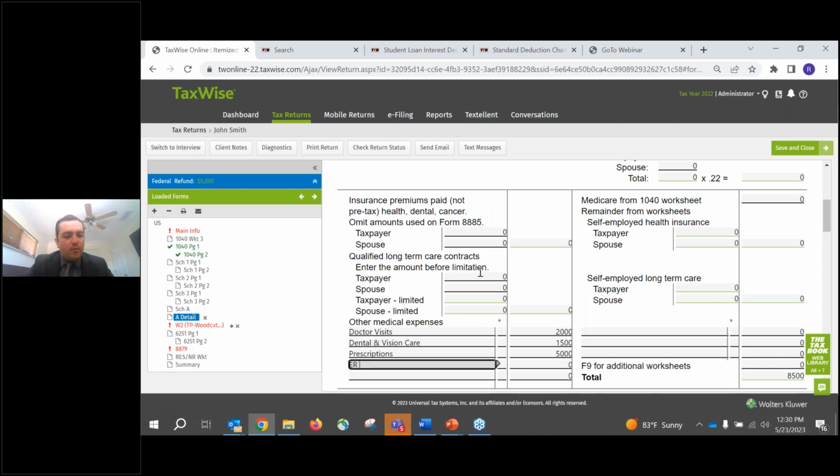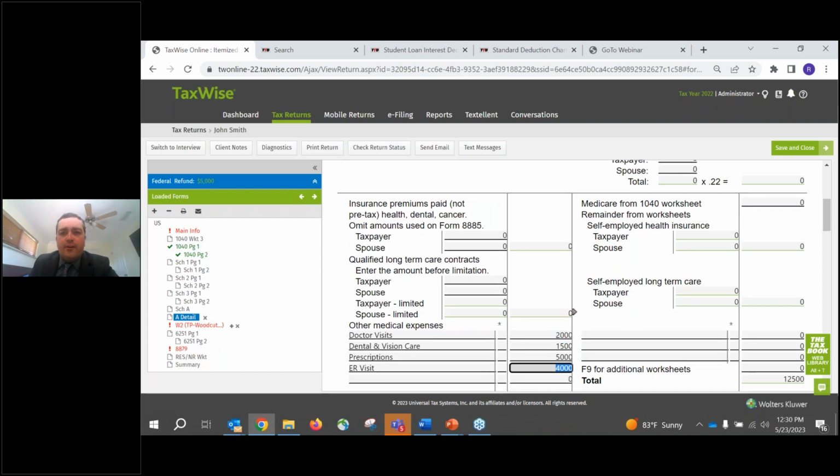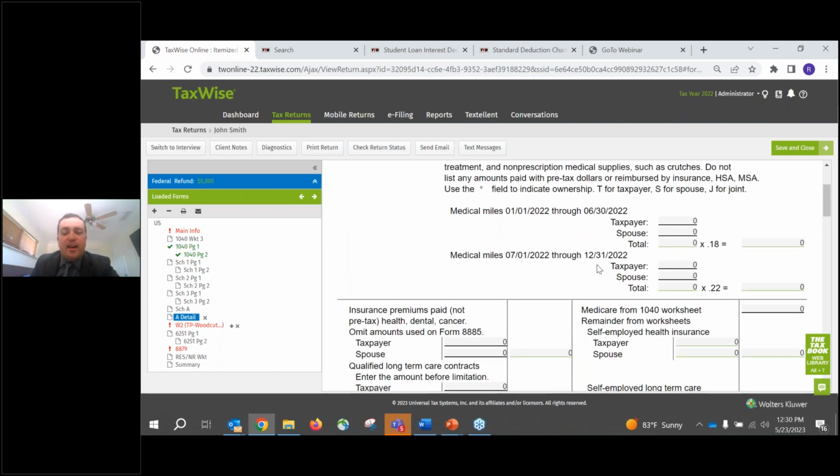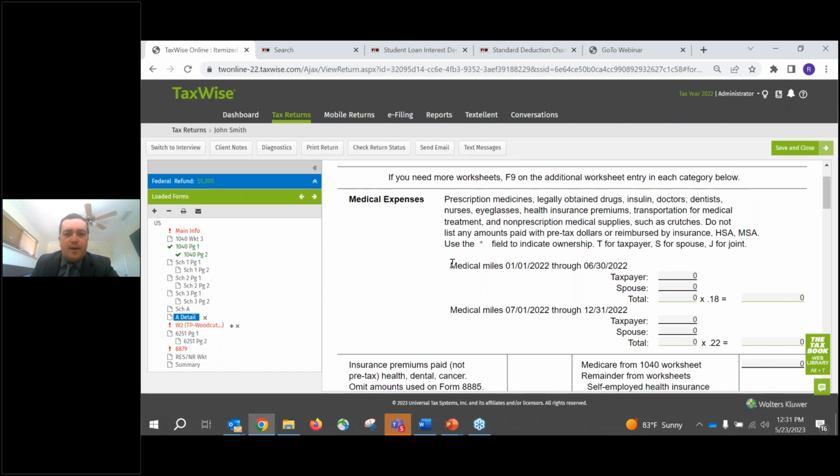We could actually add in one more, ER visit. We'll say that was rather expensive at $4,000. And as you go and you start to type in these numbers, it's actually going to total them up automatically for you. But before we go and jump back into the Schedule A to see this total, I do want to talk about a very overlooked deduction that you can actually claim that most people definitely do not track, nor do they claim. And if we scroll back up, we can see we have medical miles.